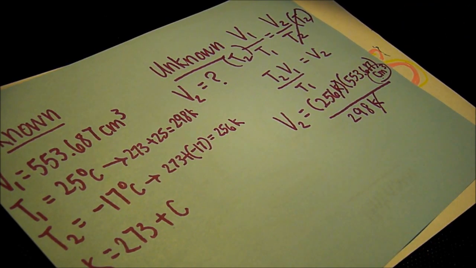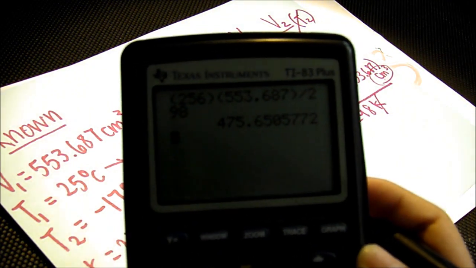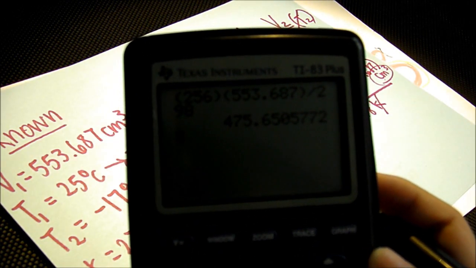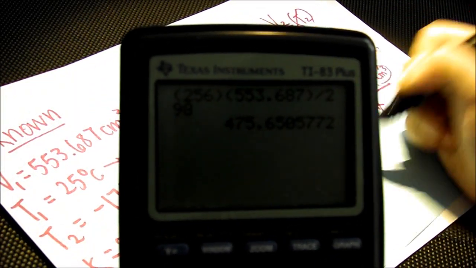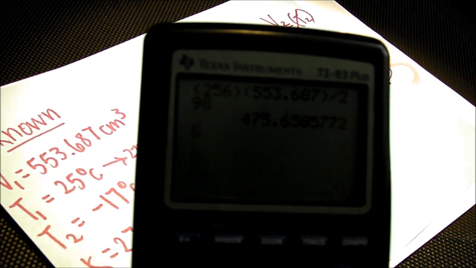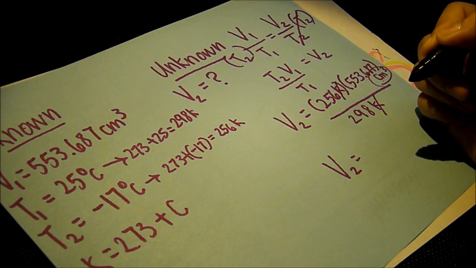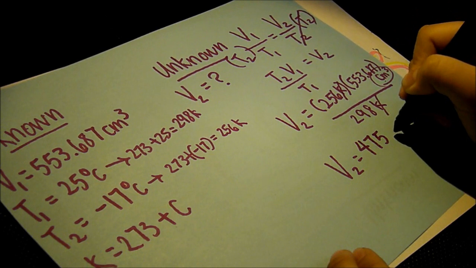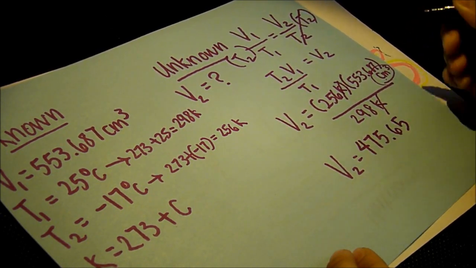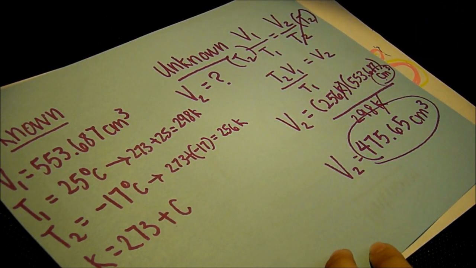If we plug it into the calculator, we get 475.6505772. Wow, that's a pretty long number. So let's just round it to the nearest tenth place. V2 is equal to 475.65 centimeters cubed. And that is your final volume.